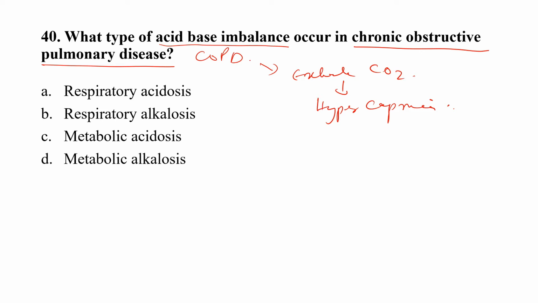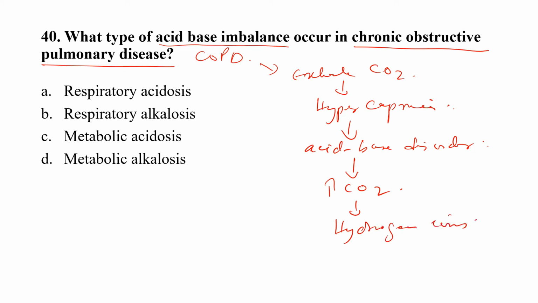And over time, this chronic elevation of carbon dioxide leads to acid-base imbalance, and this increase in carbon dioxide will lead to an increase of hydrogen ions, therefore reducing the pH in the COPD patient. So the patient who is a COPD patient will have respiratory acidosis. The correct option here is option A, that is respiratory acidosis.